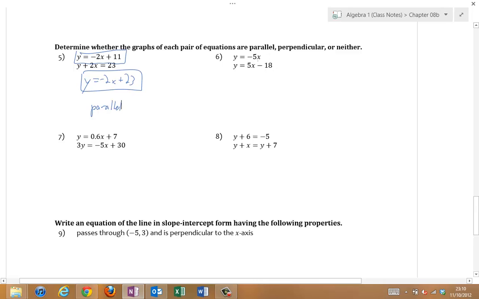The next two, I have -5 and 5. They're both set equal to y. These are opposites, but they are not reciprocals. They're not opposite reciprocals. That's neither.